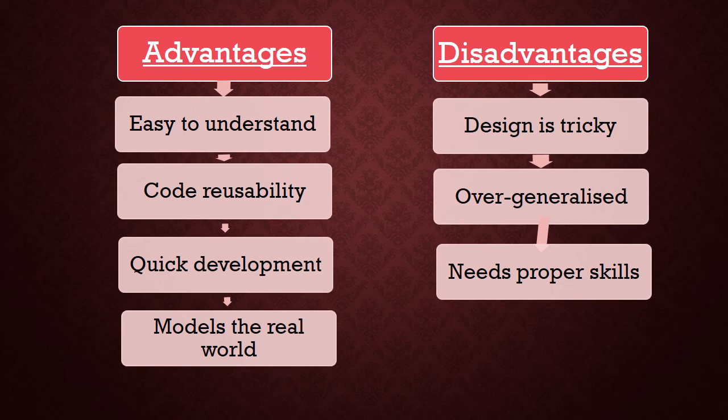Then the second is code reusability. With the help of the inheritance mechanism, we are able to reuse the code, or inherit the functions, variables and methods between the classes. Then the third one is quick development. The development of programs is much easier and faster, because it allows parallel development of classes in object oriented design. The last one is that it models the real world very well, because it considers all the objects or entities that represent real world things.